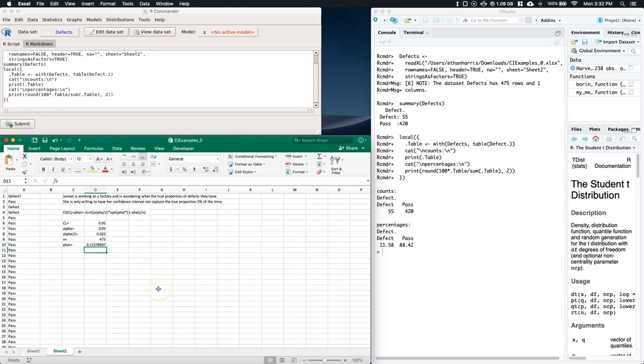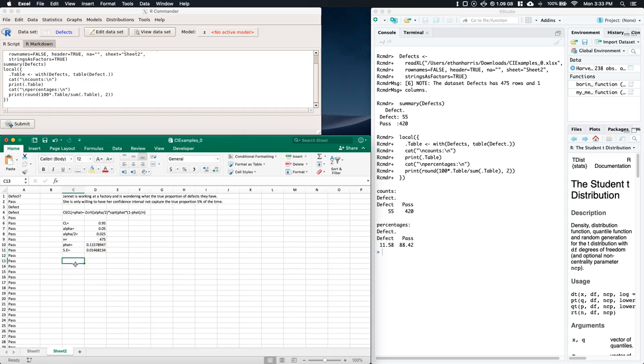And that gives us our 11.58, which is what we've got over here as well. So we're good. All right, so I think now we've got the pieces of information that we want. Let's go ahead and calculate out our standard error. We can do that with our p hat. This is going to be equal to the square root of p hat times 1 minus p hat divided by n. And that is our standard error.